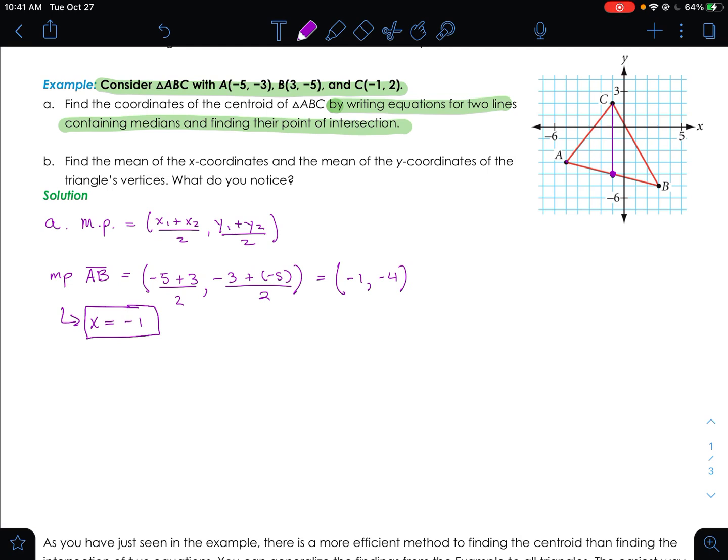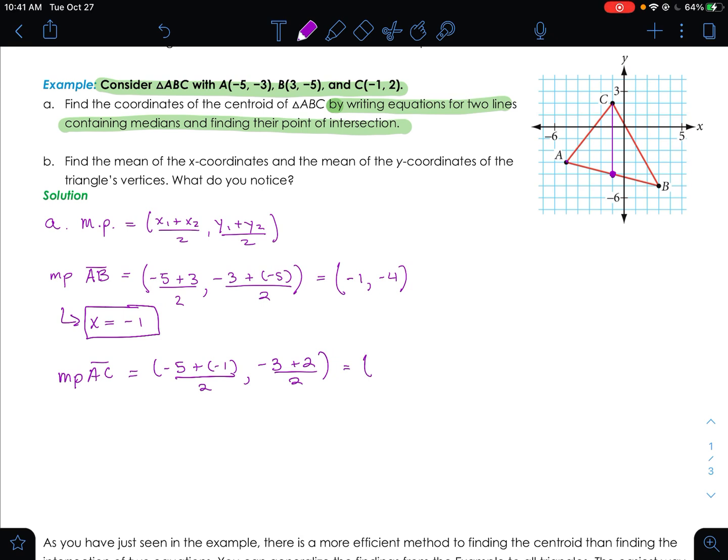So let's go ahead and find the point of intersection. We'll find the median of, let's go ahead and do AC. So if we look at AC, we want to find the midpoint of AC. That would be equal to -5 plus -1 divided by 2, and then we would have -3 plus 2 divided by 2.